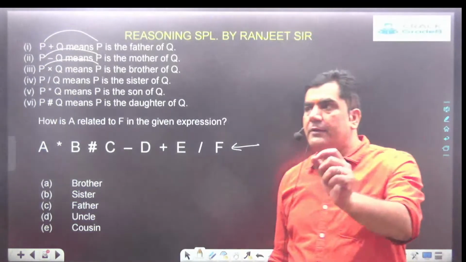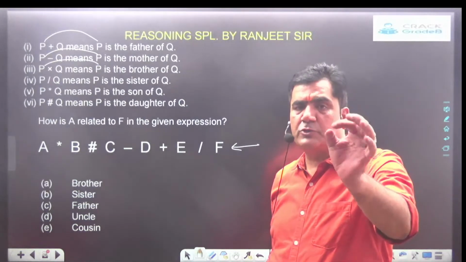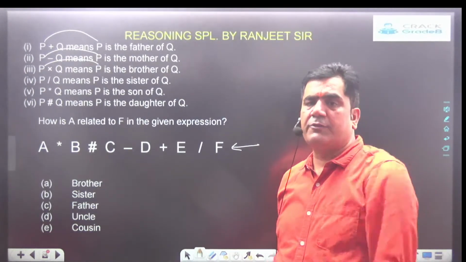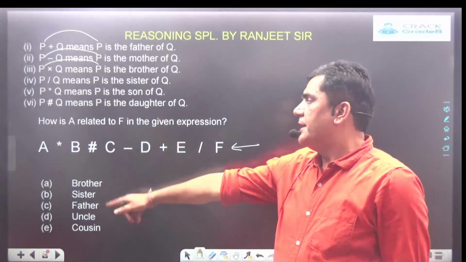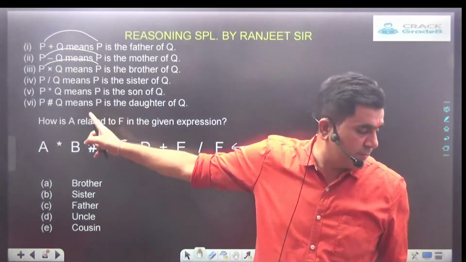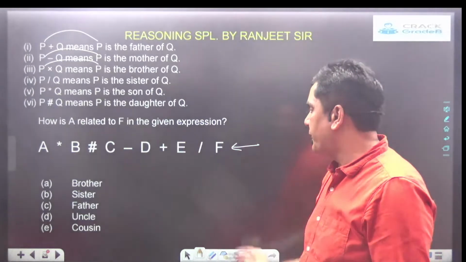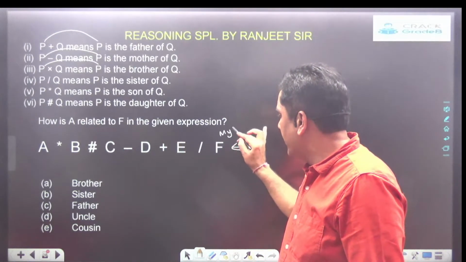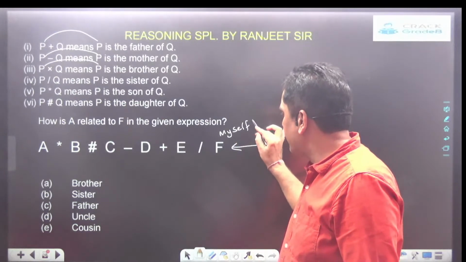Everybody will plot the family tree, but we are not supposed to plot the family tree in the exam. We can solve these questions without plotting the family tree. Simple concept says, if the first person comes at the first place, let's start from the last. And always assume myself to be F.